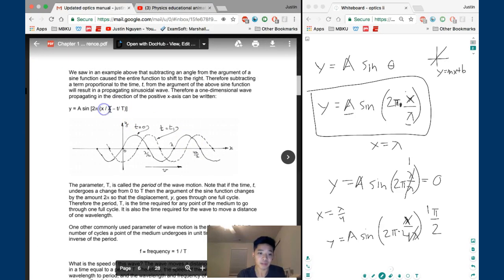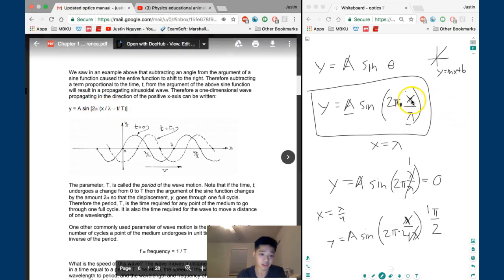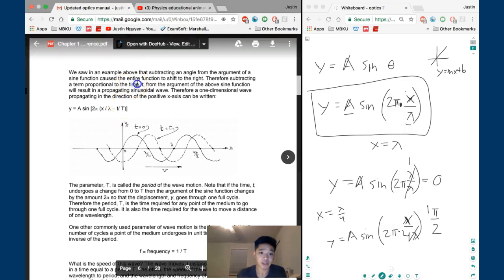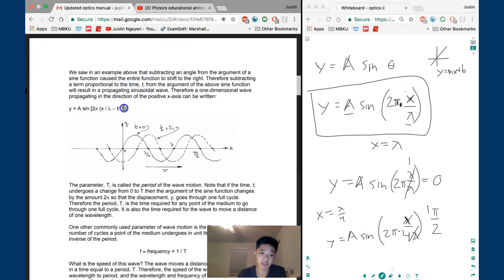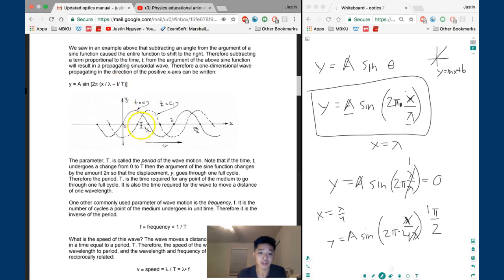Now we're using time. We have two new variables: 2 pi x over lambda, just like we have here, but you're going to subtract little t over big T. Little t is just time, in seconds, and the period is also a dimension in seconds too. So seconds over seconds, they kind of cancel out on each other.